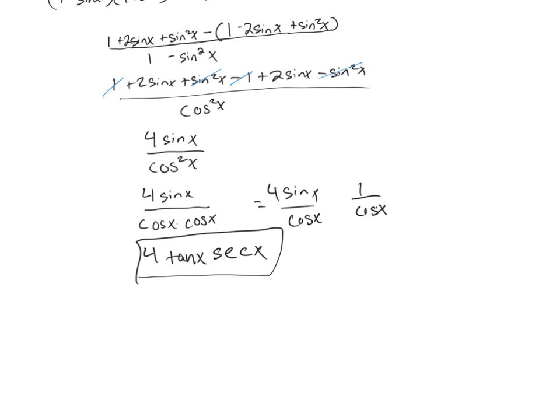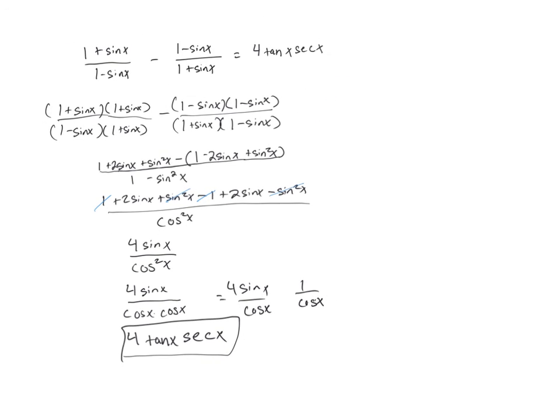And that's how we can solve it, by working one side to equal the other. Even though they have a number in front, use the numbers as though the sines and cosines, treat them like variables.